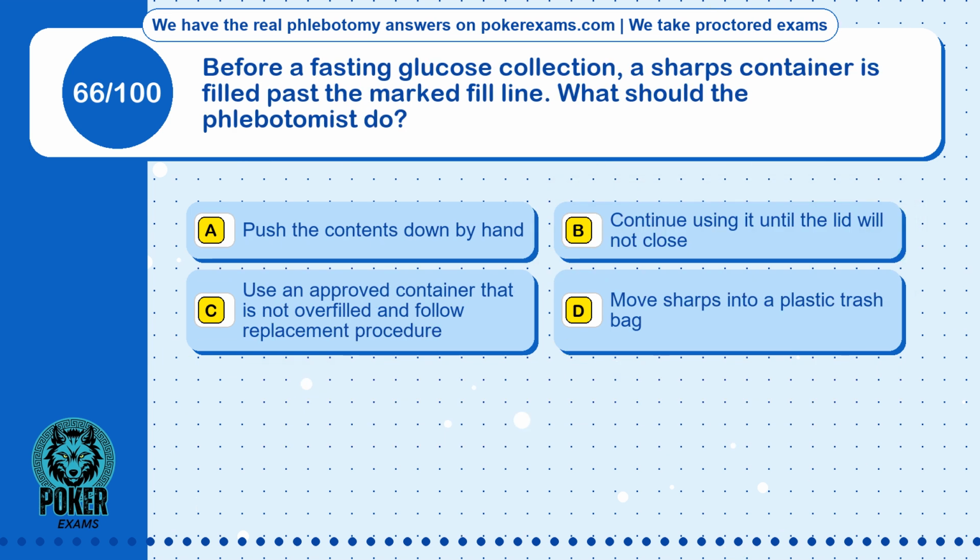Question 66. Before a fasting glucose collection, a sharps container is filled past the marked fill line. What should the phlebotomist do? Option A. Push the contents down by hand. Option B. Continue using it until the lid will not close. Option C. Use an approved container that is not overfilled and follow replacement procedure. Option D. Move sharps into a plastic trash bag.